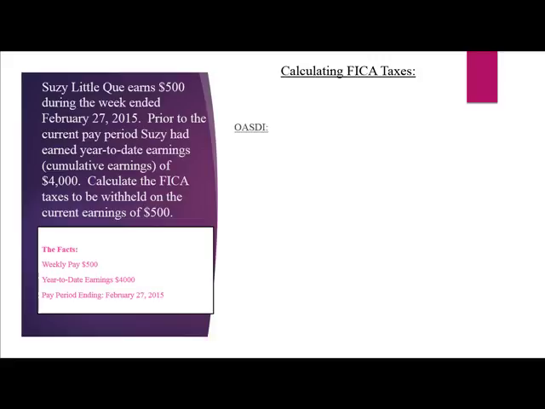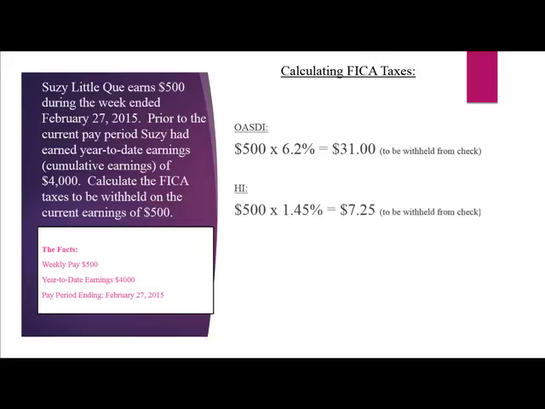Let's calculate for OASDI. $500 of current earnings multiplied by 6.2% equals $31 to be withheld from the employee paycheck. The HI tax is calculated by taking the $500 of current earnings multiplied by 1.45%. This equals $7.25 to be withheld from the employee paycheck. Total FICA to be withheld is $38.25, and the employer will also match.